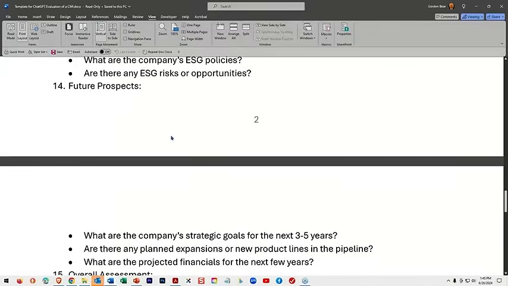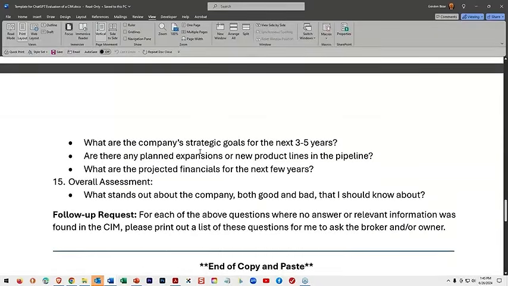Okay, then 14, future prospects. What are the company's strategic goals for the next three to five years? A lot of times it's in the CIM. If it's not, we want to ask the seller. Are there any planned expansions or new product lines in the pipeline? So do they have any new stuff coming online? What is it? What market does it address? It's going to open up a lot of questions that we want to ask.